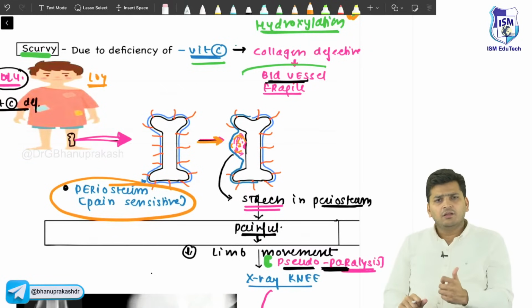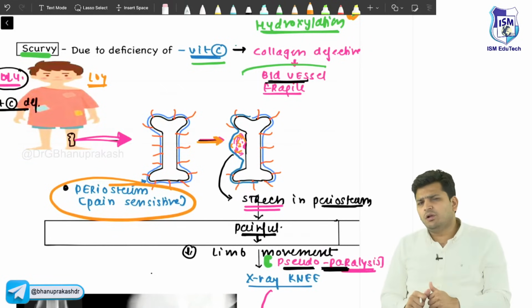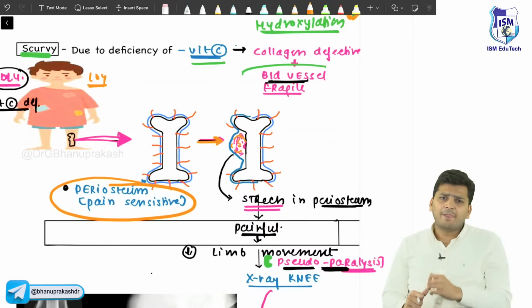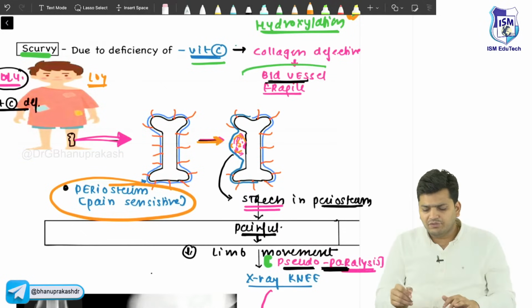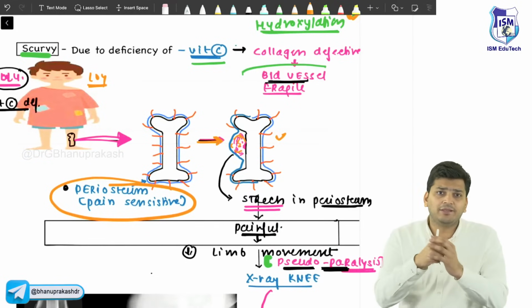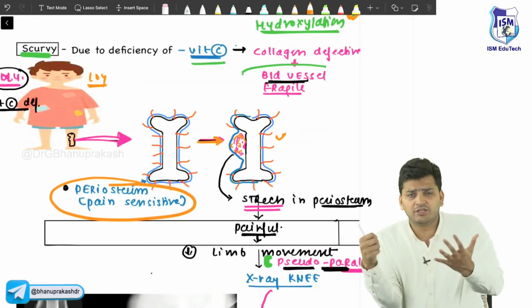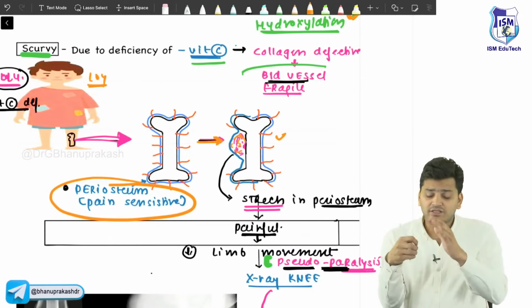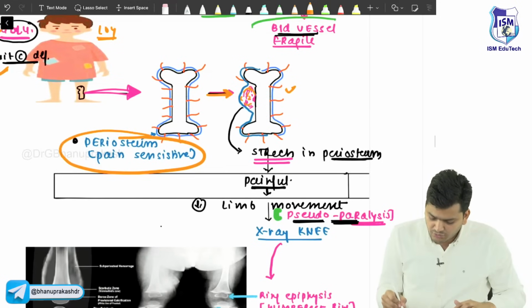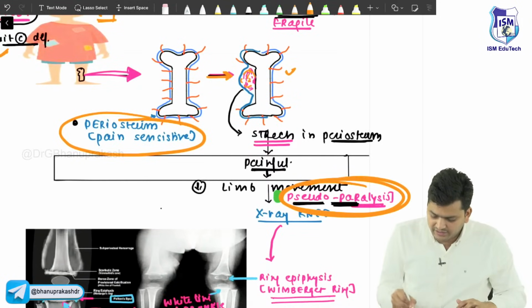What happened? The child said, there is a pain in my lower limb. The mother was trying to examine, but the child did not allow it, because the moment you move the limb of this child, there is going to be more pain. The child has understood that if I move the limb, there is going to be more pain. He will stop moving the limb as if there is a paralysis. So this is called what? This is called pseudoparalysis.